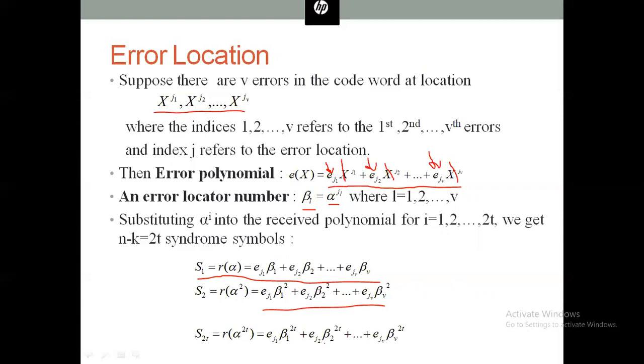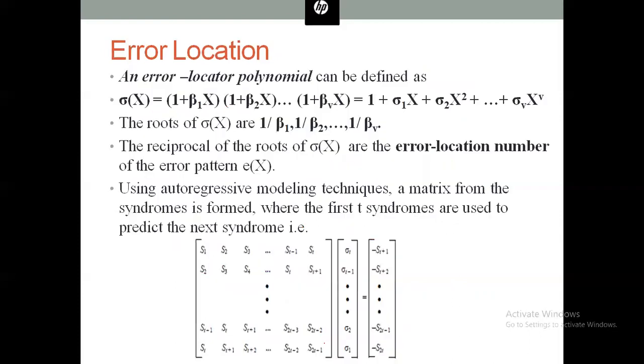So it forms a matrix, and from this matrix, we can generalize the roots of this sigma of x error locator polynomial: 1 by beta 1, 1 by beta 2, and 1 by beta v. And that error locator polynomial is written in this form. So this in fact is 1 plus sigma 1 x, 1 plus sigma 2 x square, and 1 plus sigma v x v.